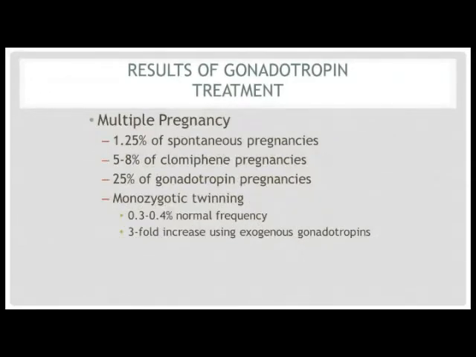25% of gonadotropin pregnancies have twins. And it is monozygotic twinning as well, where the embryo splits. The normal frequency is 0.3 to 0.4%. Unfortunately, with gonadotropins, it's higher. It's also higher with IVF. With IVF, it's about 3%.